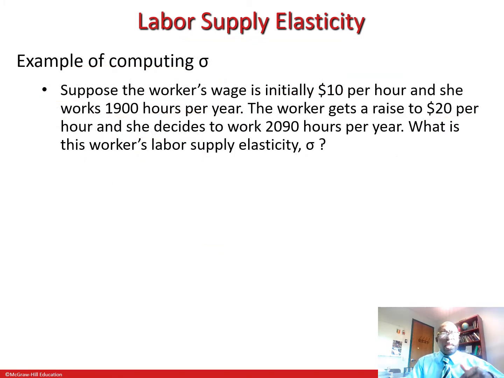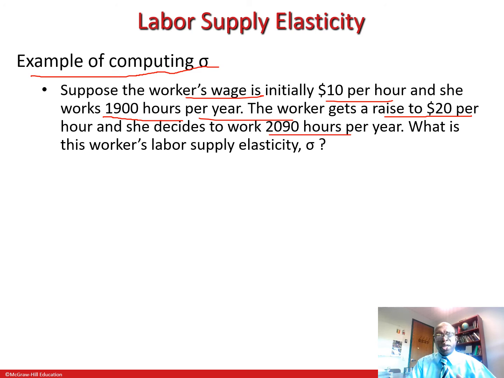So let's go over an example of computing gamma. Suppose, for instance, that the worker's wage is initially $10 per hour, and she works 1,900 hours per year, and the worker gets a raise to $20 per hour. She decides now to work 2,090 hours per year. What is this worker's labor supply elasticity gamma?